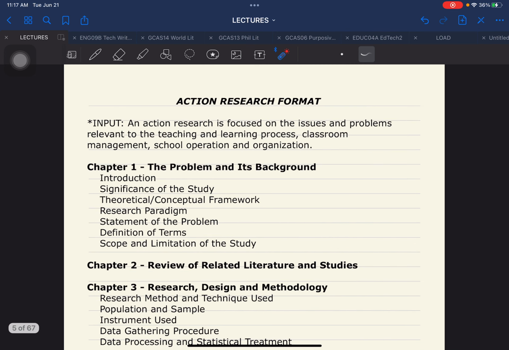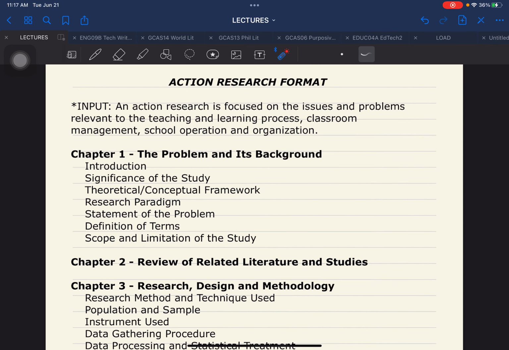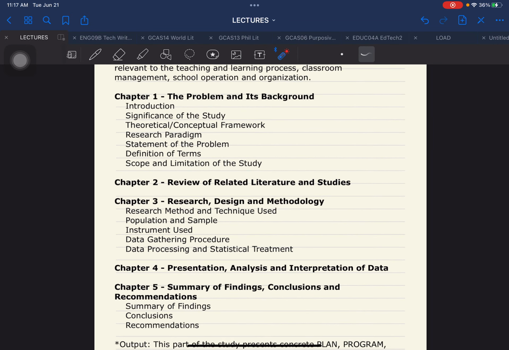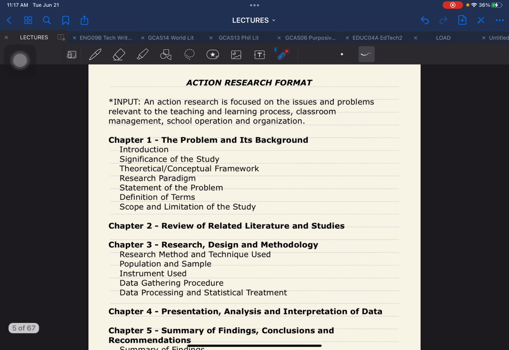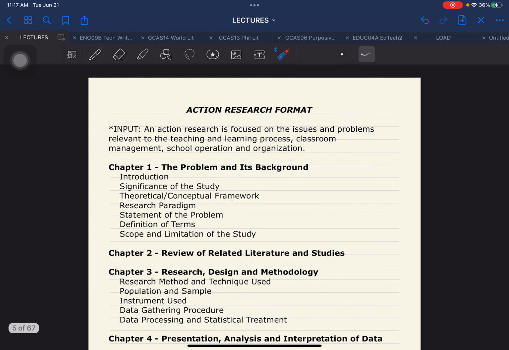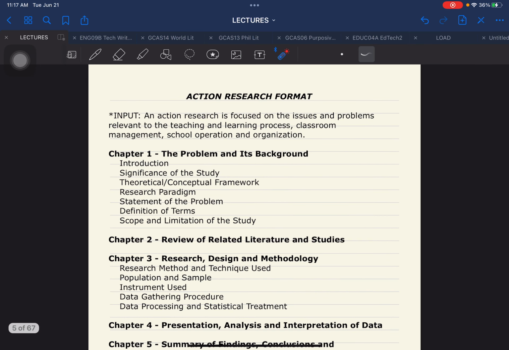Now, going to our next research format. So after going through the different parts of the full research format, try to observe the similarity between the full research format and the action research format. So basically, the chapters are the same. Okay? Chapters 1 to chapter 5 are the same. Okay? Full research and action research format. The difference will be the following.